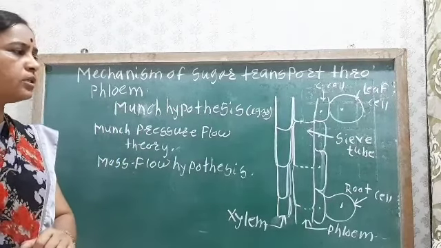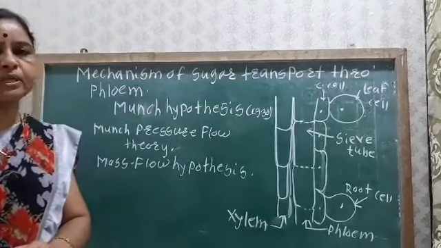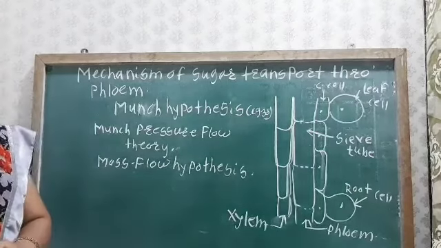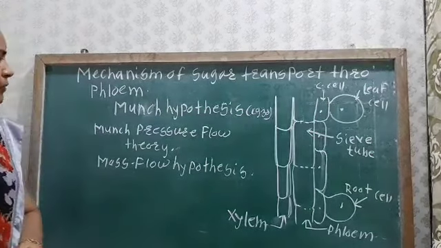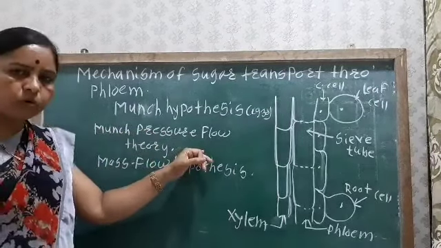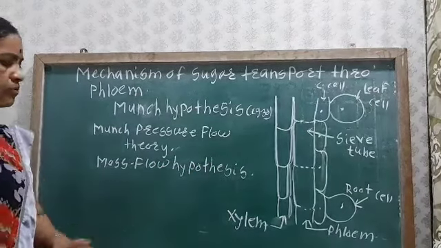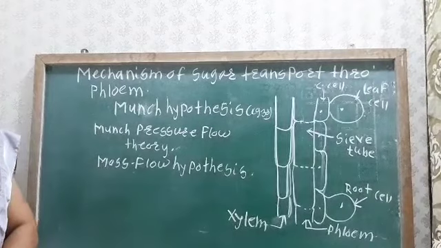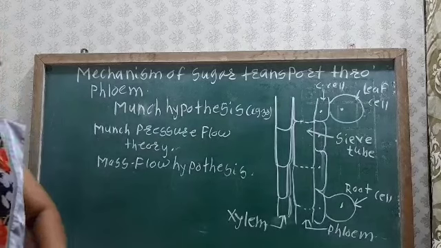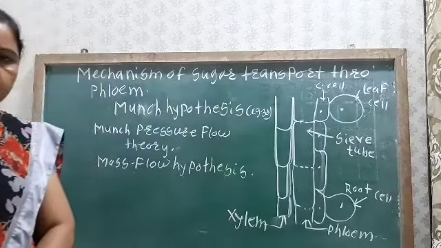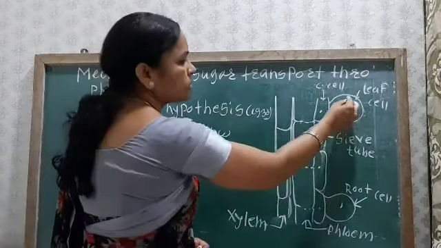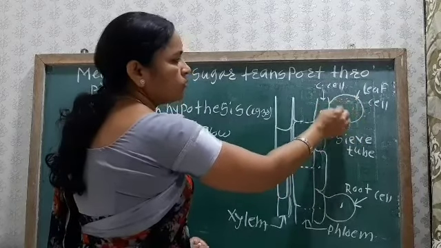The movement of the food material takes place due to the turgor pressure gradient. This hypothesis proved by Munch is known as the Munch pressure flow theory, or it is also known as the mass flow hypothesis. The movement of the food material mainly takes place from the high concentration gradient to the low concentration gradient. In the leaves, food material is synthesized by the process of photosynthesis.